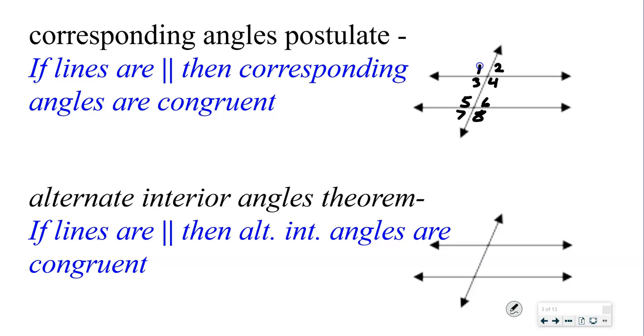If I were to number my angles, then I know if these two lines are parallel, then all of my corresponding angles are going to be congruent. So that would be angles 1 and 5. Angle 1 would be congruent with angle 5. Angle 2 and 6 would be congruent. Angle 2 congruent to angle 6.